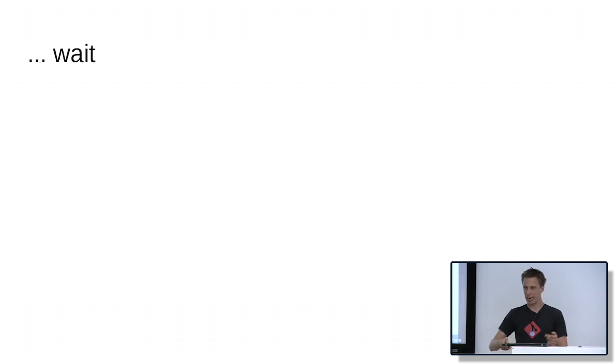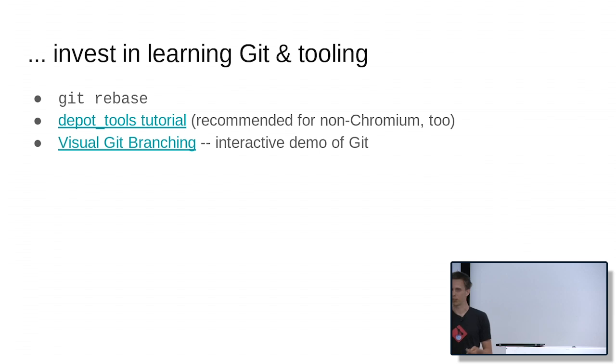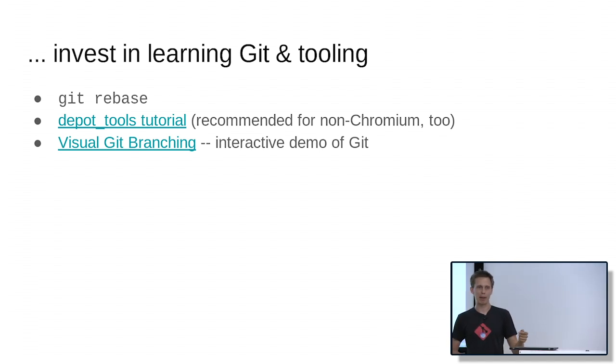So while we wait, every time you wait for code checkout, I have a recommendation for you. Even if you're on a corp network, invest in learning Git and tooling, particularly if you are new to this. You use Git and Git CL stuff every day, probably a couple of times. Learn how to rebase stuff. Really understand what's going on during rebase. Raise your hand if you had to rebase your code. Good. Do you understand what's going on during rebase well, particularly if you have multiple branches? If not, I recommend these two links. I think they're really helpful.